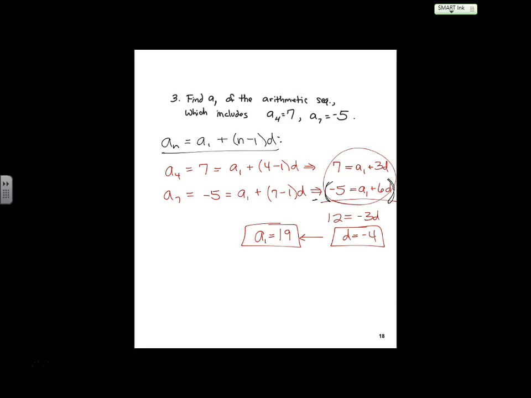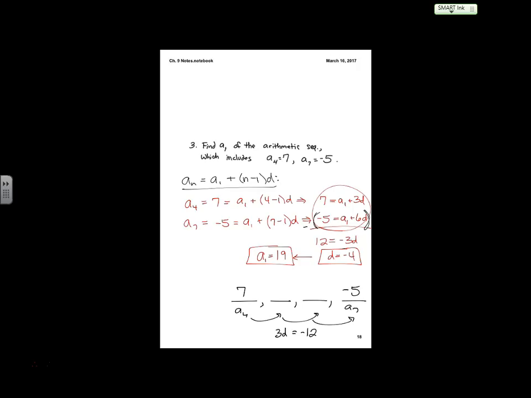But for puzzlers, it might have been a little bit nicer for us to go ahead and say, well, wait a minute, hold on. We know a sub 4 is 7, a sub 5, a sub 6, a sub 7 is negative 5. How many jumps would it take to get there of a common difference? 3. What is the difference between negative 5 and 7? 12. Down 12, right? So we could say 3 common differences has to equal negative 12. From that, we could have said d is equal to negative 4.